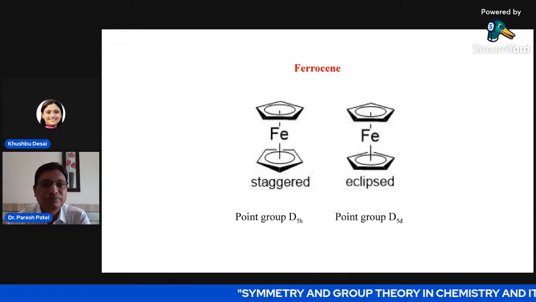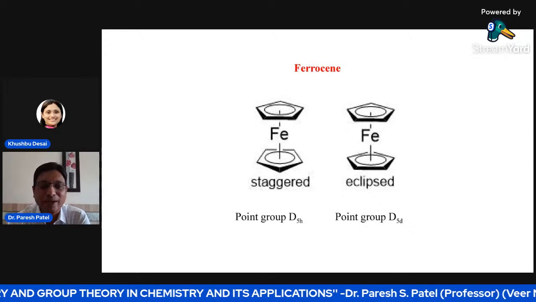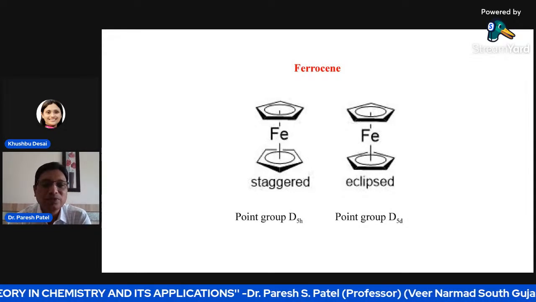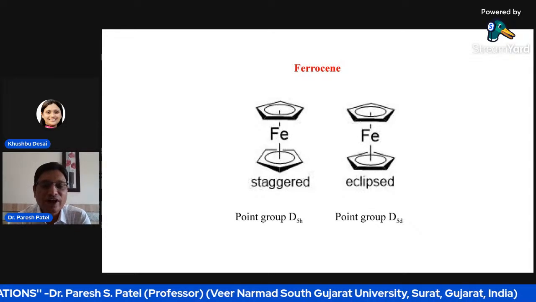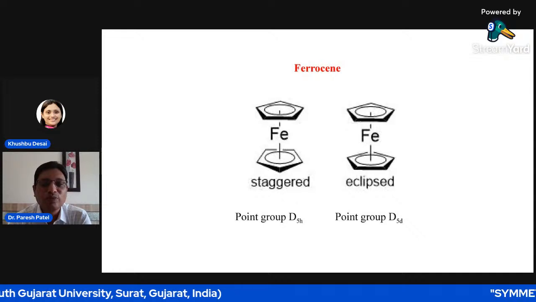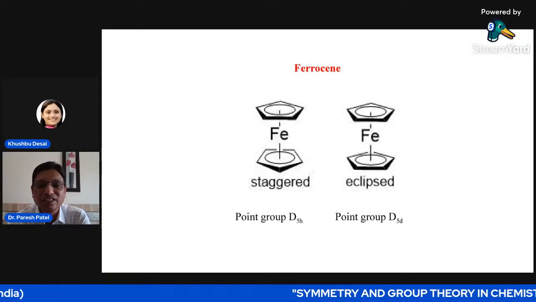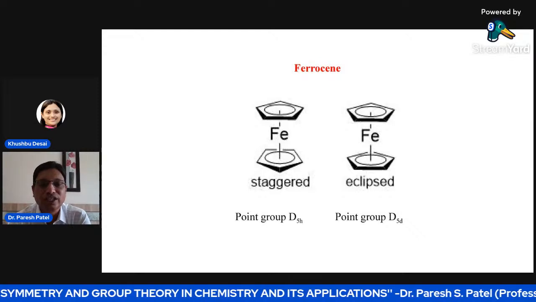Ferrocene. Ferrocene consists of two isomers. One is staggered, and the second one is eclipsed. In case of the staggered form, symmetry elements are E, C5. C5 is perpendicular to 5 C2s and sigma d. It means the point group can be assigned as D5d. In case of the eclipsed form, C5 is perpendicular to 5 C2s and sigma h is present, so point group is D5h. Next one, please.